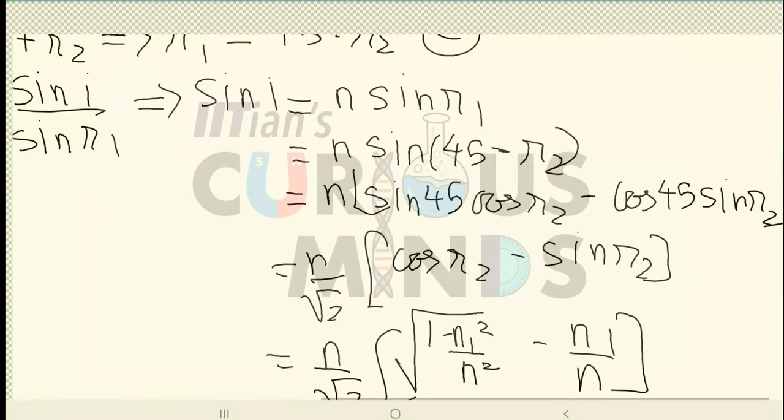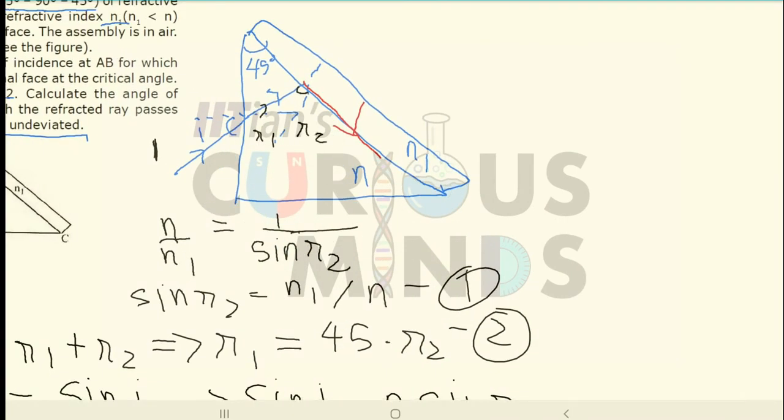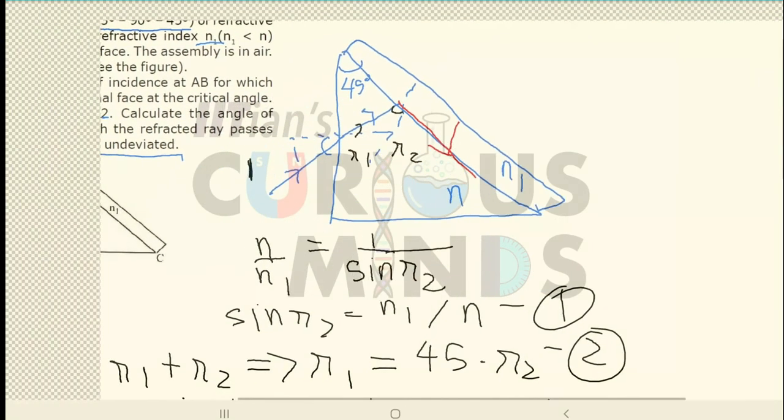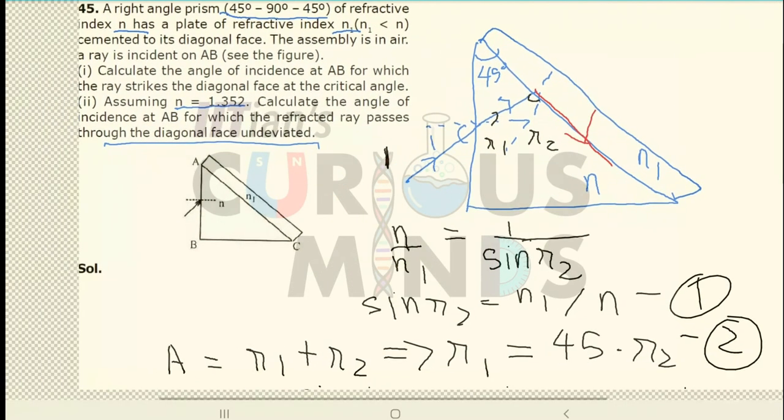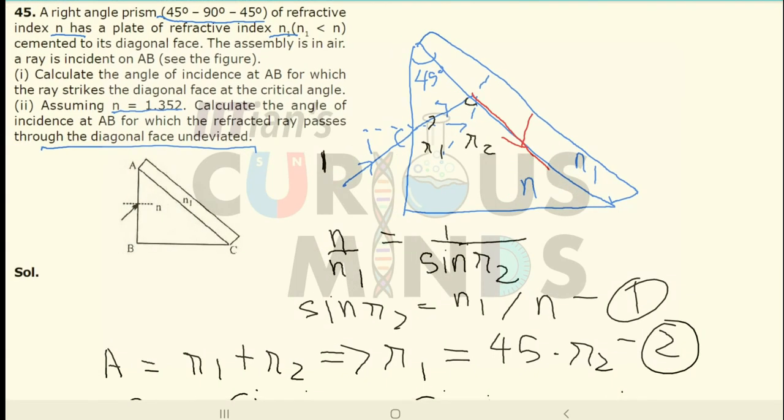This will be the initial angle of incidence, for the ray after the first refraction to be at a critical angle. Now what is the second part I have to calculate? Assume n to be 1.352. Calculate the angle of incidence on AB for which the refracted ray passes through the diagonal face undeviated.